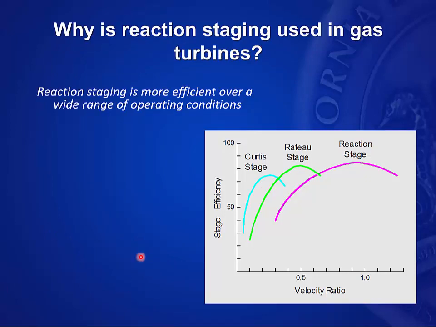So this chart is comparing them. Again, when we look at stage efficiency, this is the Curtis stage, which we were talking about on a steam turbine. We use it in the beginning, and then this is a standard impulse Rateau stage, and this is the reaction. But over a very large range of velocities, it is the most efficient.